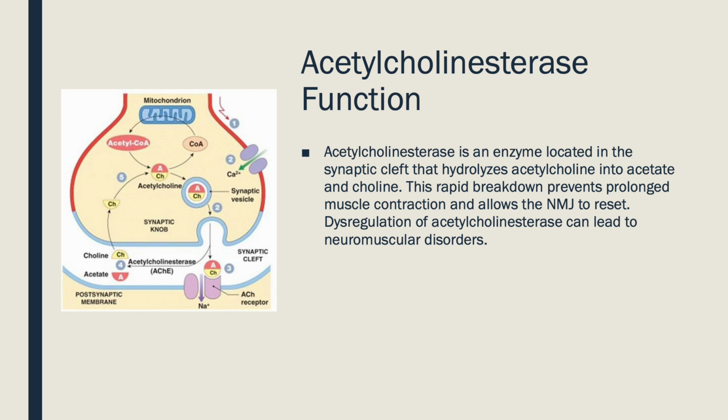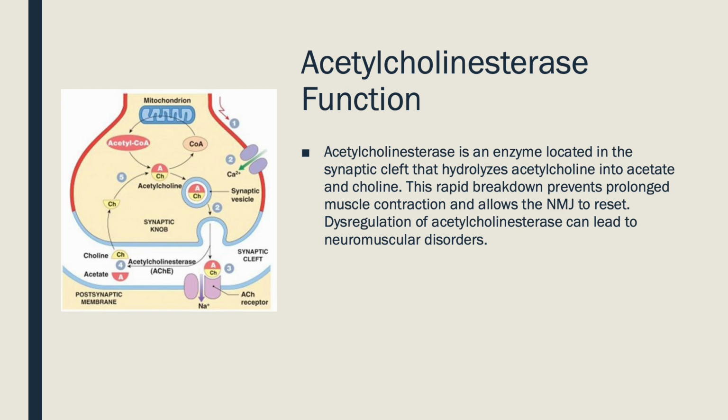Acetylcholinesterase is located in the synaptic cleft of our neuromuscular junction, and this is part of terminating the action of acetylcholine. After acetylcholine is released into the synaptic cleft and binds to those receptors on the postsynaptic membrane to trigger that muscle contraction, acetylcholinesterase will rapidly hydrolyze acetylcholine into acetate and choline, so it's breaking it down. This degradation, this breakdown of acetylcholine, prevents continuous stimulation of our muscles. This allows that neuromuscular junction to reset for subsequent signals.